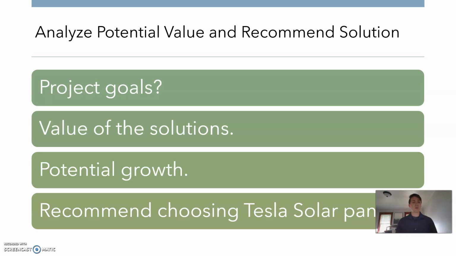So overall, the project goal is to be green and LEED certified, but also a leader in home automation. So the value of the solutions with this, solar is a very top contender because it achieves our goals with the least amount of effort going into it, and it has the potential for us to grow with larger sizes depending on pricing for Tesla. So as a team, we recommended choosing the Tesla solar panels for the next stage of the process. And that is what we are going to be working on in the next sprint.